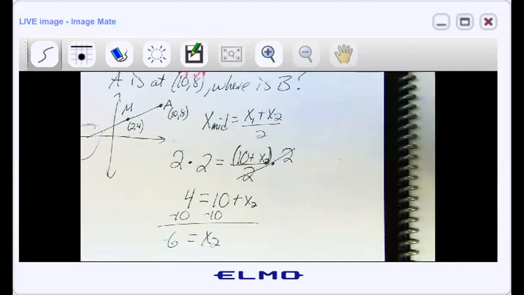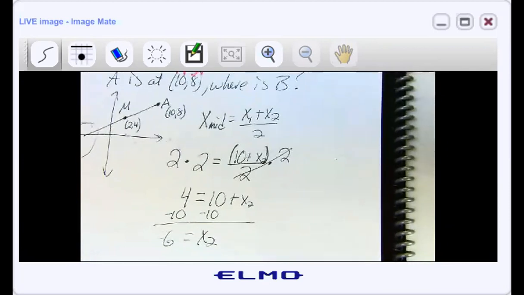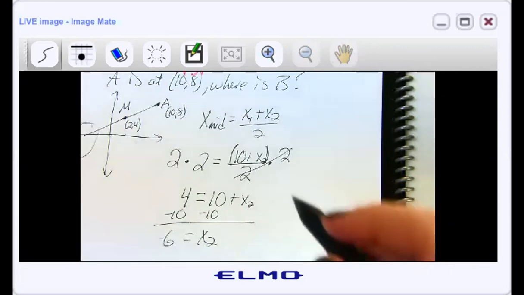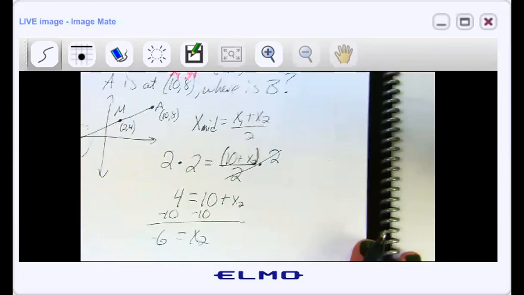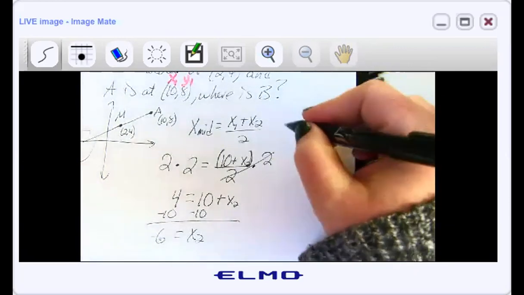So now I do the same thing with the y's, but I'm going to do the exact same process. Everything is exactly the same. So I'll start by multiplying both sides by 2, and then I'll just get the y by itself. So let's see. Can I sneak this in right here? I think so. So I'm going to do the y's right here.